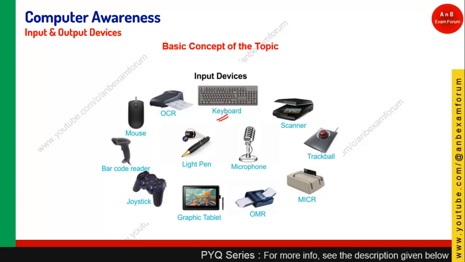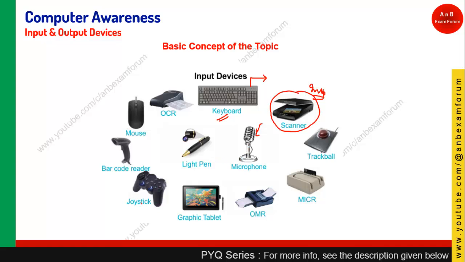Like keyboard is an input device. How is it an input device? When you press a key, the data is fed to the computer. Similarly, scanner, just remember it is an input device, not an output device, and it is a very important input device; we have seen a lot of questions on the scanner. Trackball is again an input device. There is a ball, and with the help of the ball you can move the cursor. Then microphone is also an input device, so whatever information you speak will be fed to the computer.